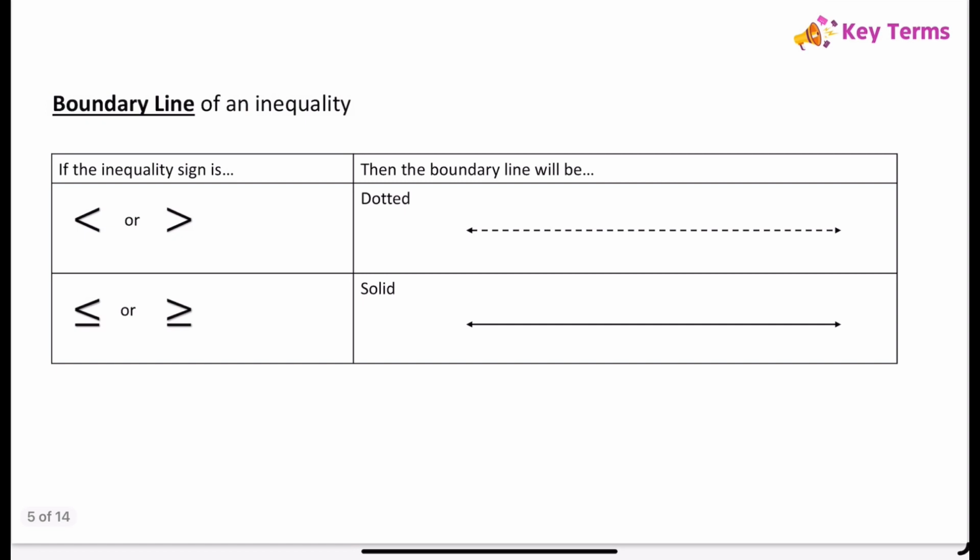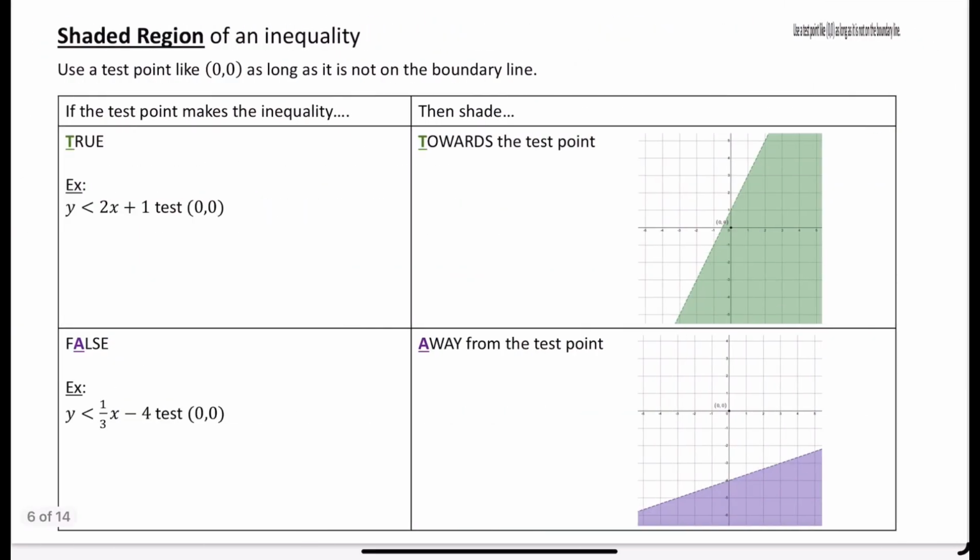So remember, when we're talking about inequalities, the sign determines the type of boundary line. If the inequality sign is a less than or a greater than, we have a dotted line. And if the inequality sign is a less than or equal to or a greater than or equal to, it's going to be a solid line. Also remember, the shaded region of an inequality can be determined by a test point. We can use a test point like (0, 0) as long as it's not a point on the boundary line. So here you can see we have the graph of y < 2x + 1.